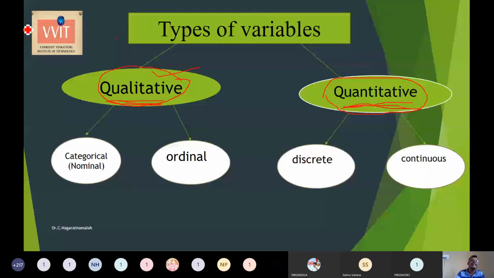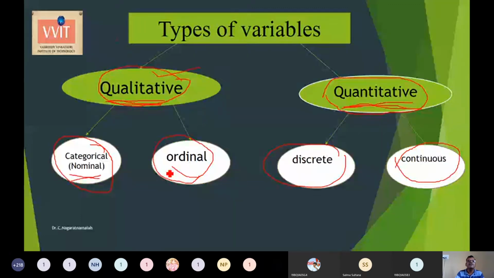Qualitative means non-numeric. Quantitative means numeric. Now, qualitative variables are classified into two categories: one is the categorical or nominal variable, and the other is the ordinal variable. Quantitative variables are discrete variables and continuous variables. Nominal variables cannot be defined on ranks. They are defined on gender or similar categories. And ordinal means it follows some ranking and order, which we have to study clearly in the next event.